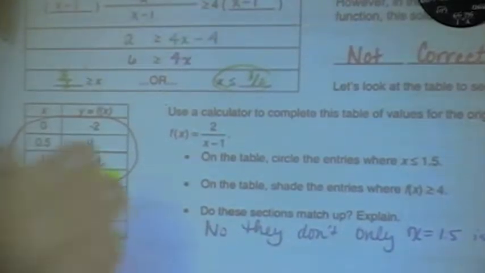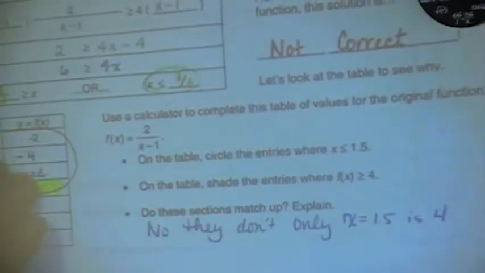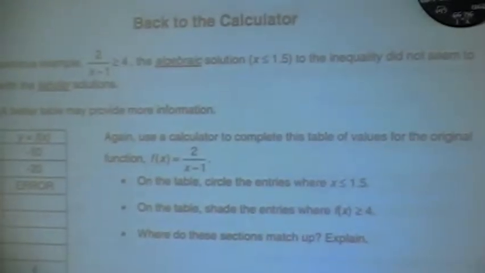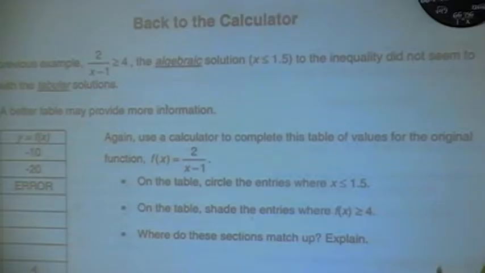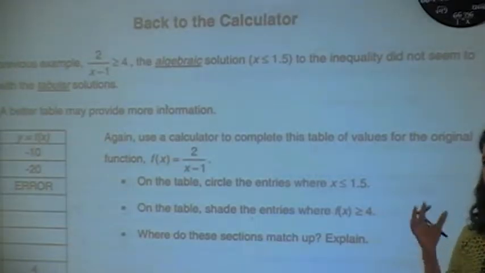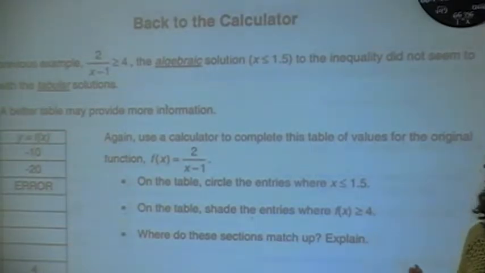The only place where it matches up is at 1.5, and that happens to equal 4, but the rest of it doesn't work. So if you flip over on the back, the algebraic solution that we solved by hand, x is less than or equal to 1.5, doesn't seem to agree with the table solutions. So a better table may provide more information for us.